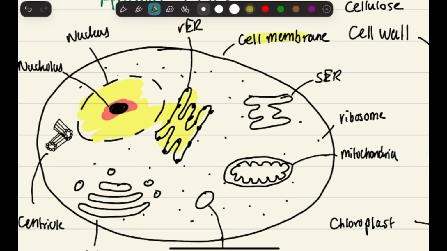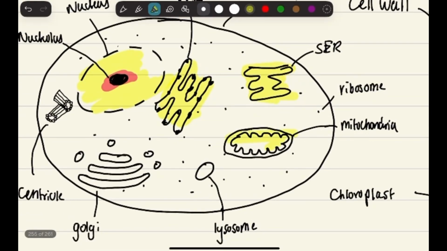We've got your rough endoplasmic reticulum, which I'm highlighting now. It has ribosomes dotted on the outside, and that's mostly to do with protein synthesis. Smooth endoplasmic reticulum is lipid synthesis. That's over here. We've got our mitochondria, which is to do with aerobic respiration and ATP synthesis. Lysosomes store enzymes. Golgi modifies and packages proteins. Centrioles are involved in mitosis, and ribosomes here are for protein synthesis, specifically translation.